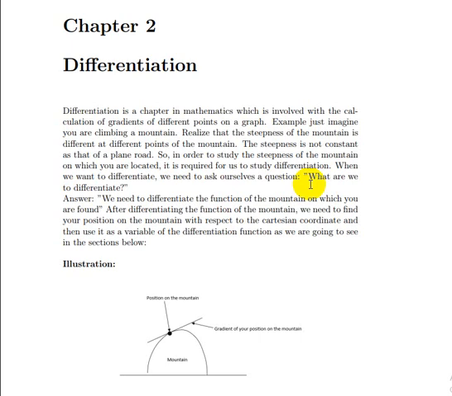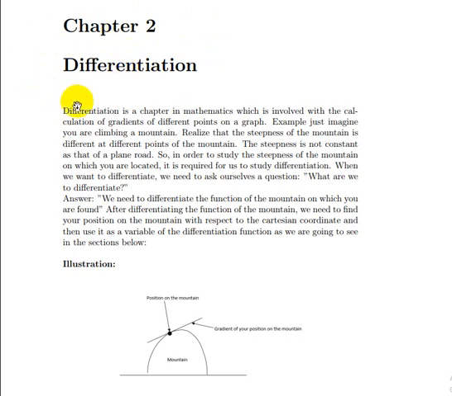In this tutorial, we are going to see differentiation in mathematics. So, what's differentiation all about? Differentiation is a chapter in mathematics which is involved in the calculation of gradients when we are given a function. So, if you are given a function, let's say y equals x squared, and you want to know the gradient of that function at any point, you need the chapter differentiation.